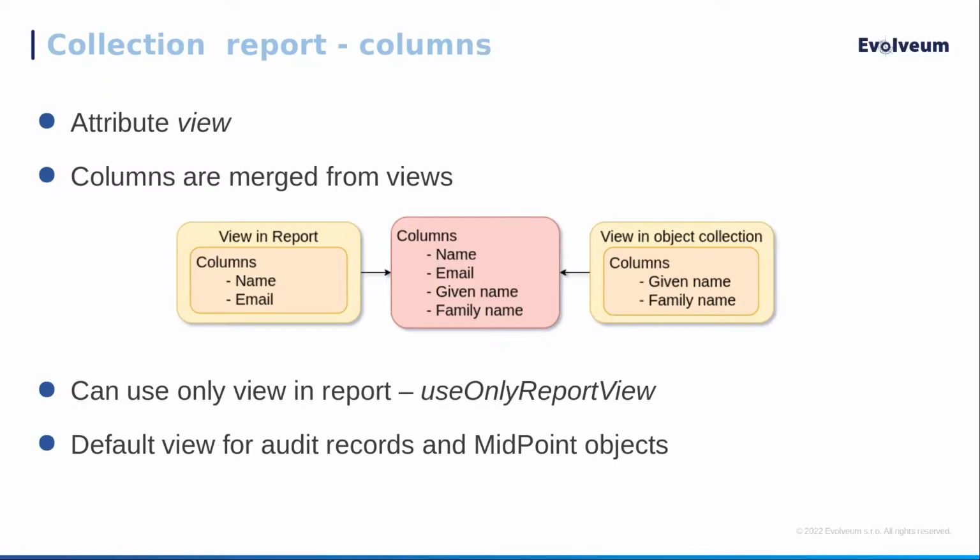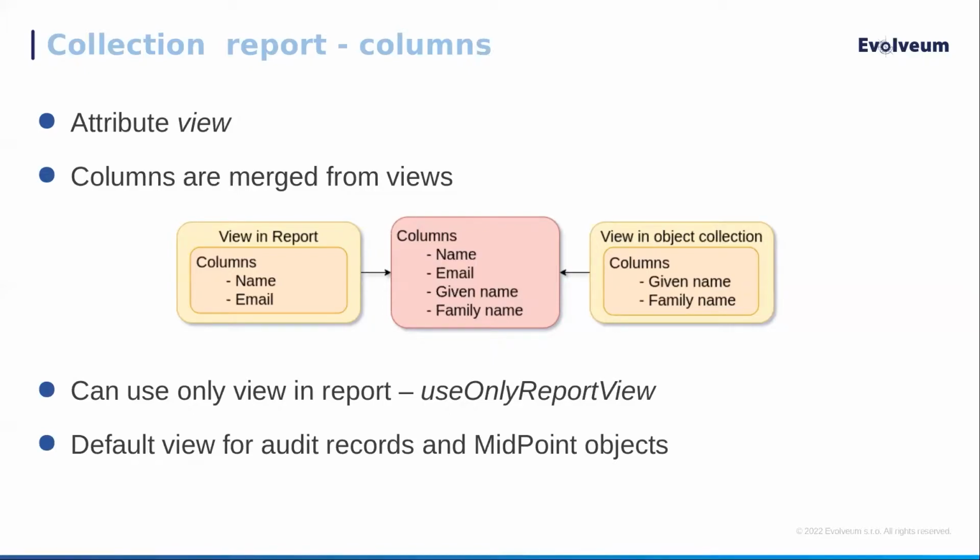The next part of collection report configuration is columns. The definition for columns contains the attribute view. View contains a definition for the type of reported objects and a definition of columns. The configuration of view is used in more places in MidPoint, for example, in admin GUI configuration. Columns for the generated report are matched from two views. The view defined in the report and the view defined in the object collection are used for generating reports.